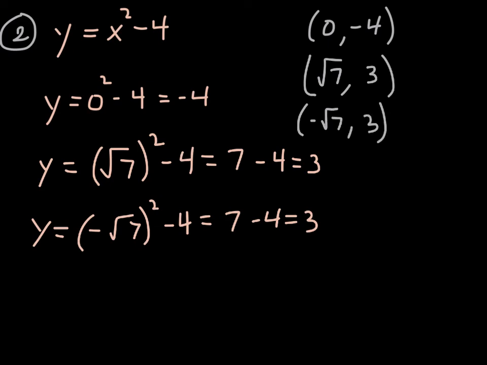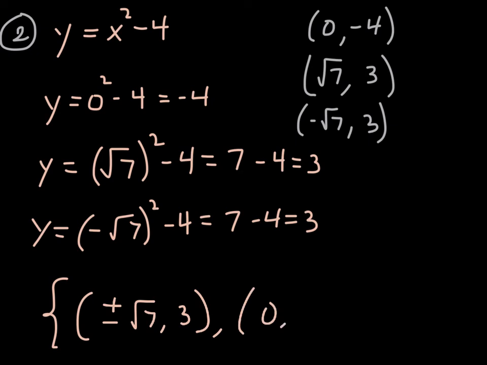So then your final solution set will be 3 solutions. You can combine these two, and you can say plus or minus root 7, comma 3, and 0, negative 4. Please notice, although I use shorthand notation, you have 3 points of intersection. You have 3 solutions. All right? Cool deal.